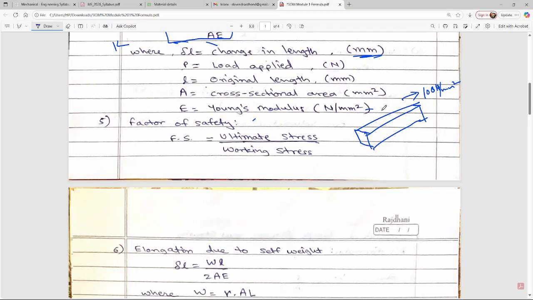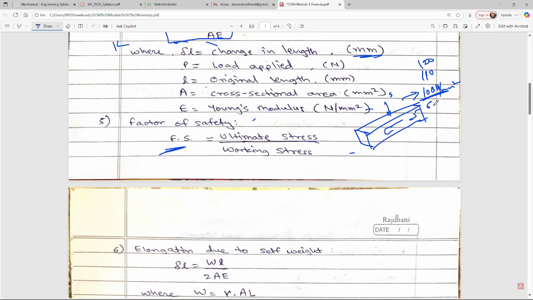But in an uncertain condition, if the load is increased slightly, then the stress will go beyond 100, to 110 or 120. As we know, the maximum stress limit is 100 Newton per mm square, so it will break easily with any uncertain load. So we have to take a factor of safety for that. We have to design a particular product by taking this material.